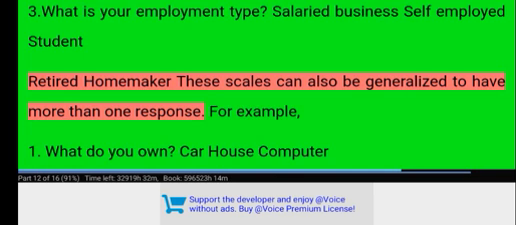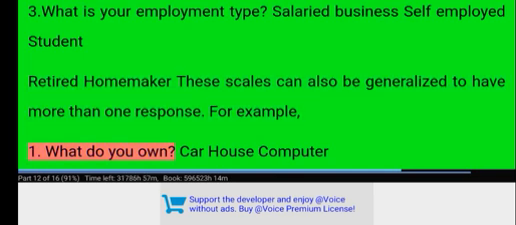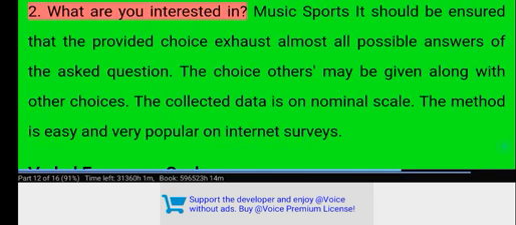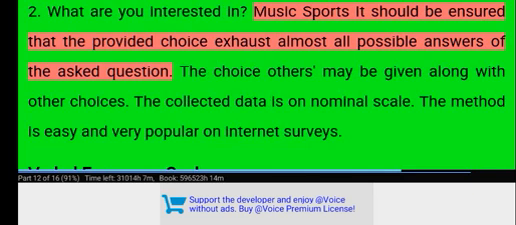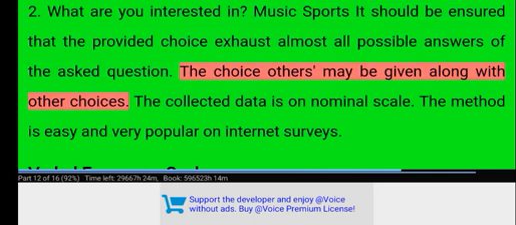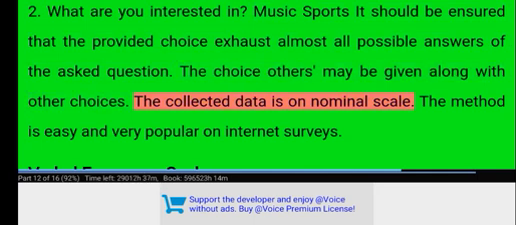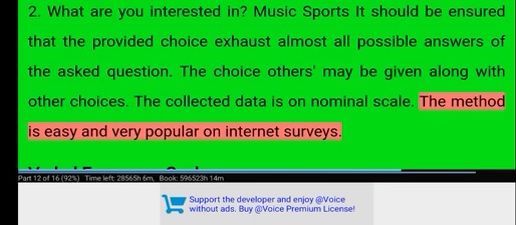These scales can also be generalized to have more than one response. For example, 1. What do you own? Car, house, computer. 2. What are you interested in? Music, sports. It should be ensured that the provided choices exhaust almost all possible answers to the asked question. The choice "others" may be given along with other choices. The collected data is on a nominal scale. The method is easy and very popular in internet surveys.